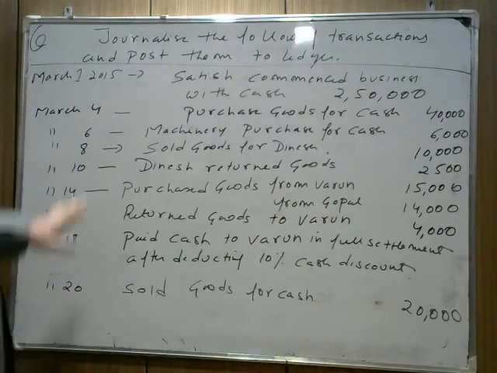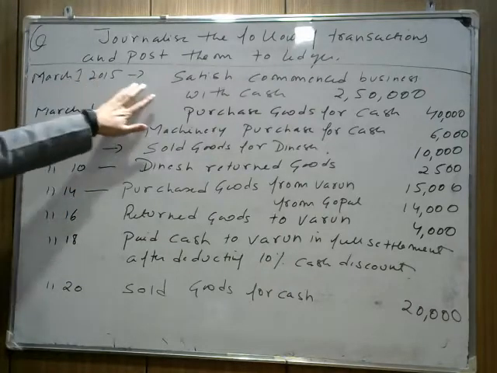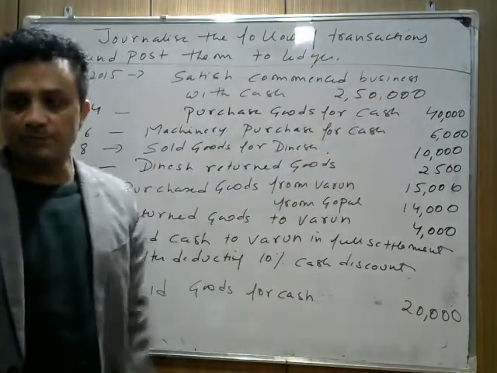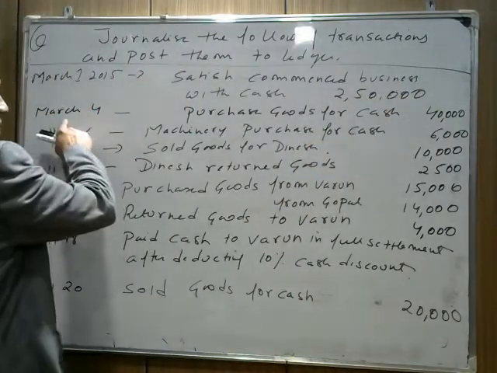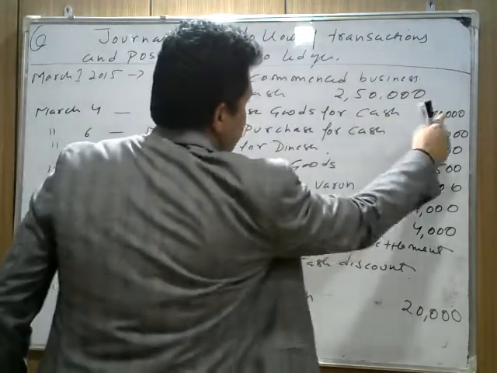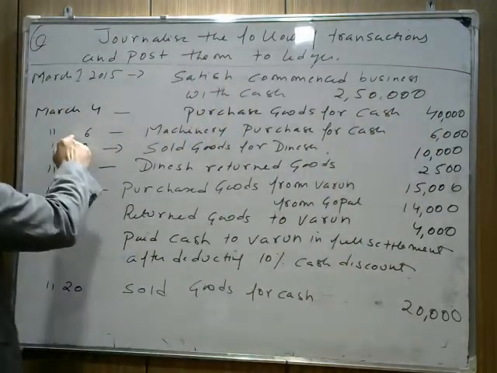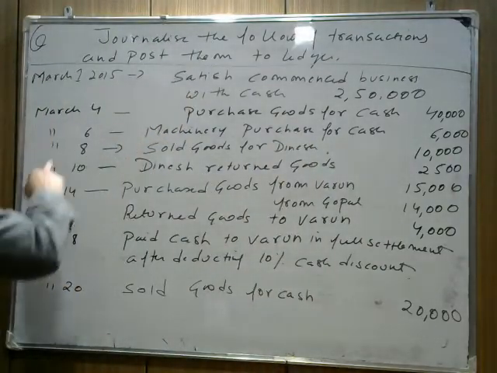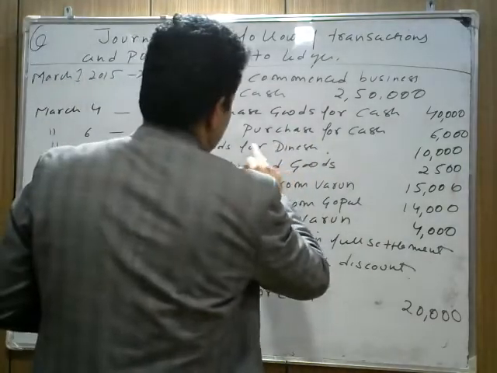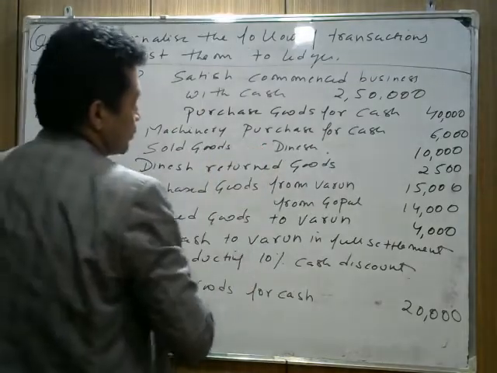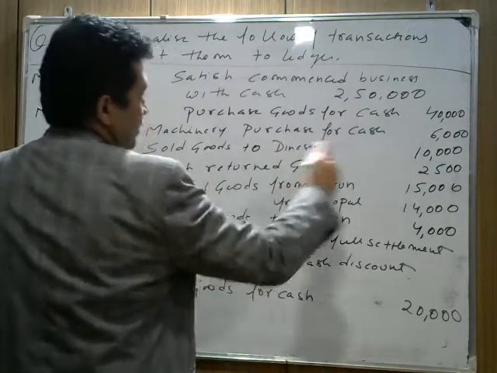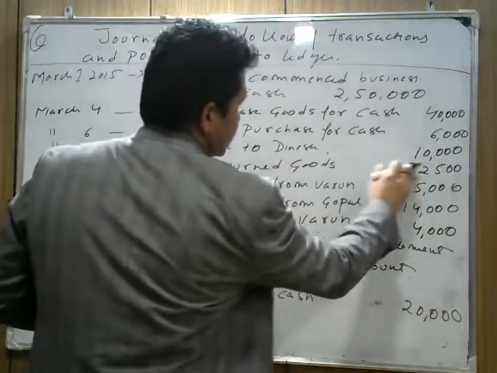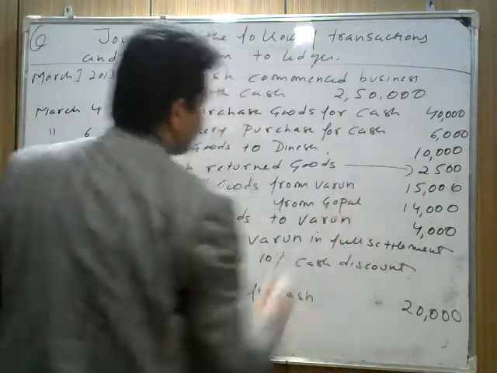It's of Satish's book. On March 1st, 2015, Satish commenced business with cash rupees 2,50,000. Next transaction is on March 4th, purchased goods for cash 40,000. March 6th, machinery purchased for cash 6,000. On March 8th, sold goods to Dinesh for 10,000. On March 10th, Dinesh returned goods costing rupees 2,500.